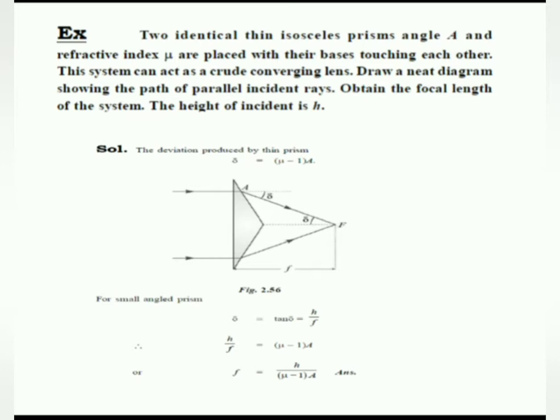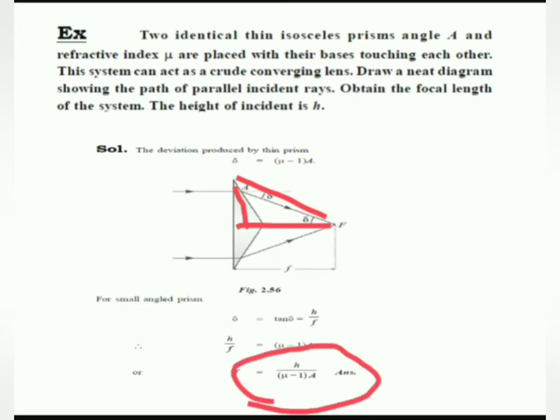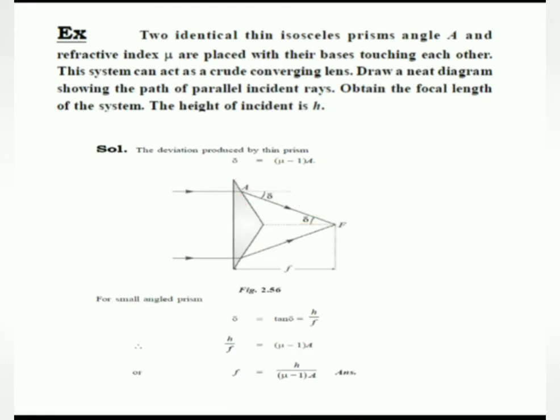So from the triangle, by taking the tangent of this delta, if I take this vertical distance as H, this distance is H, from this triangle, tan delta is equal to H by F. And we know delta is nothing but deviation, which is mu minus 1 into A for thin prisms. So equate both of them. You can find out what is the focal length. Focal length comes out to be H by mu minus 1 into A.